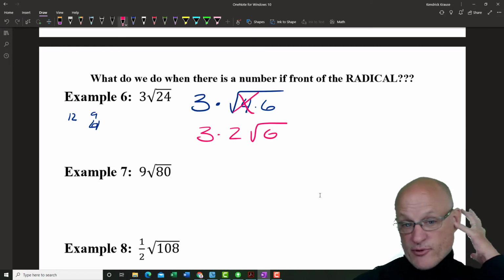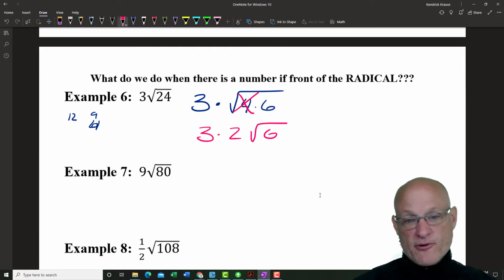Now the one you cross off, which is always going to be the perfect square, comes out front, and the thing that's left over stays underneath. Well, this is 6 square roots of 6.